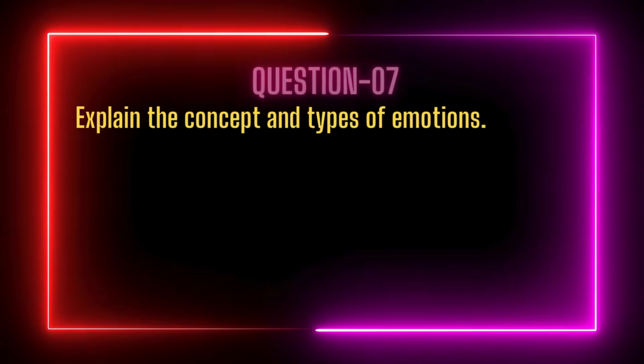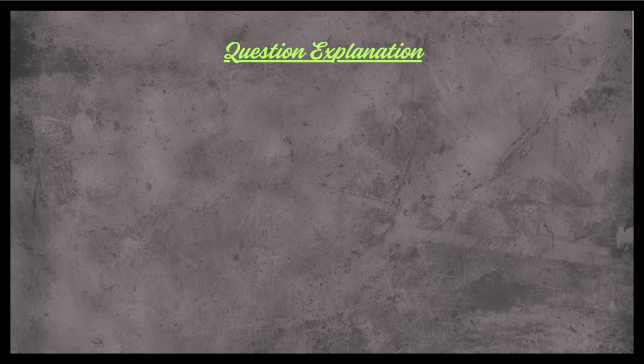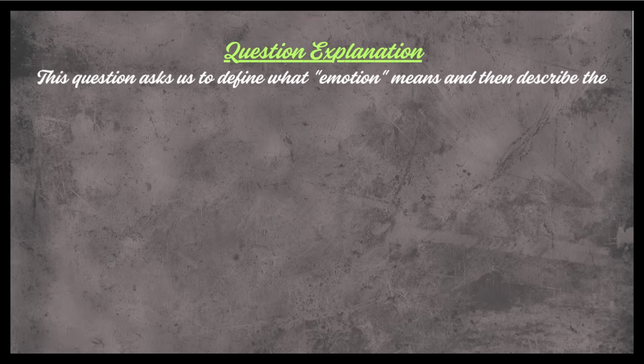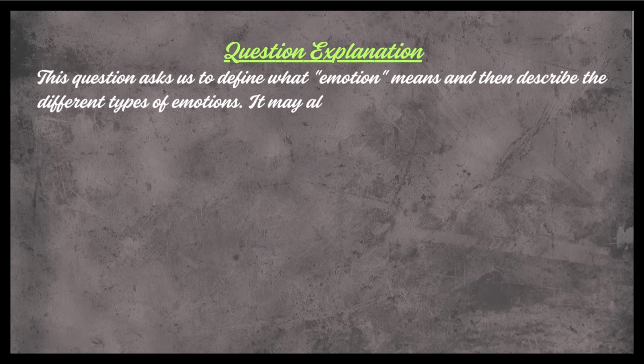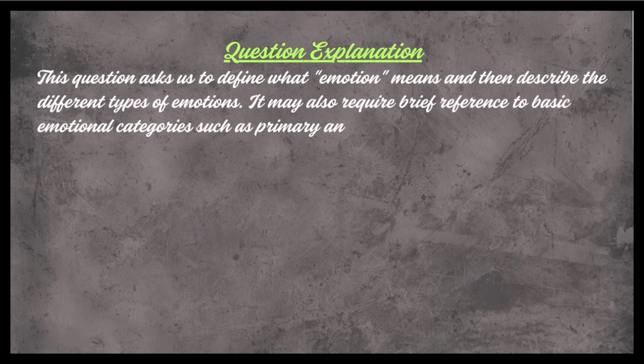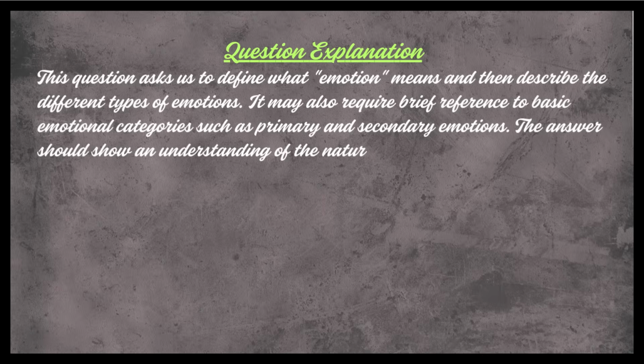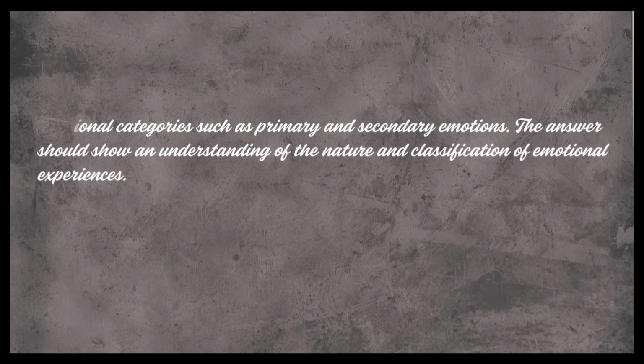Question 7. Explain the concept and types of emotions. Question explanation. This question asks us to define what emotion means and then describe the different types of emotions. It may also require brief reference to basic emotional categories such as primary and secondary emotions. The answer should show an understanding of the nature and classification of emotional experiences.